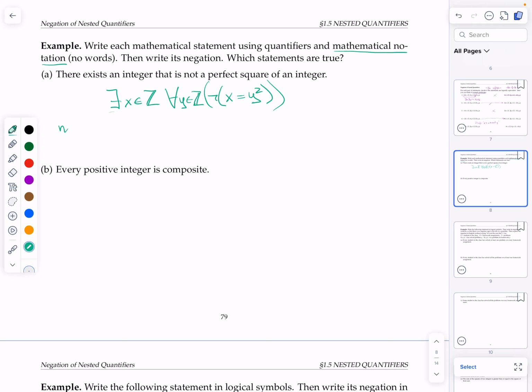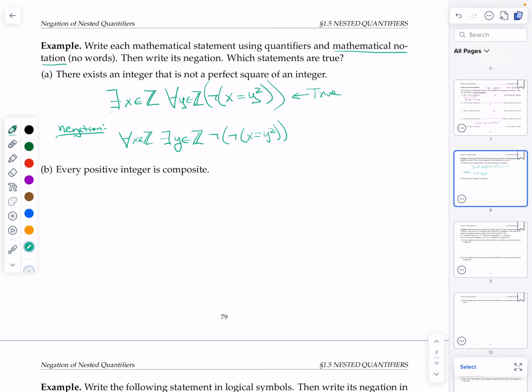Now the negation is that, let's see, and that's true. That is a true statement because the number 3 is not a perfect square. Okay, so the negation of this would be that for every x, for every integer, there exists another integer, and then we'll do the negation of the negation.